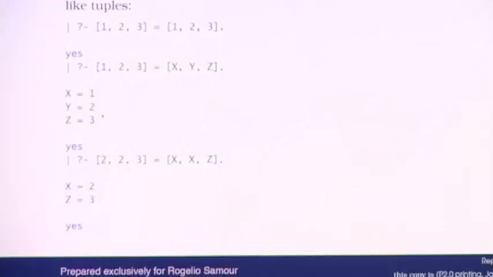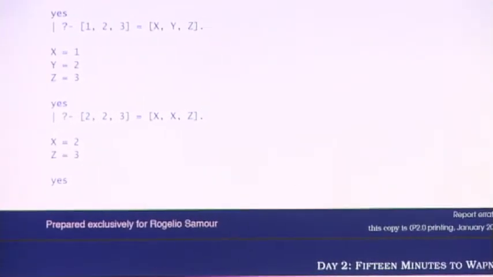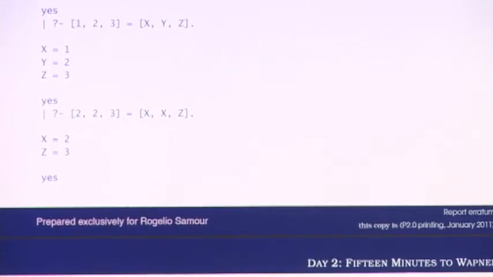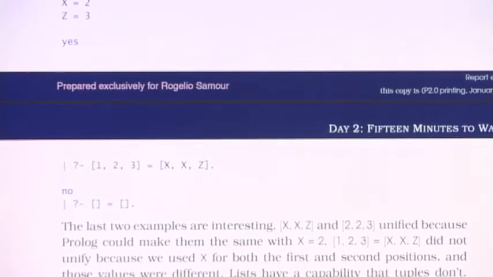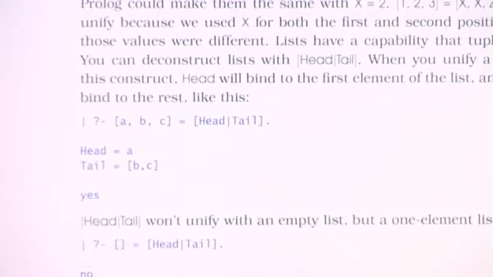The list 1, 2, 3 is unified with the list 1, 2, 3. 1, 2, 3 with x, y, z returns x is 1, y is 2, and z is 3. And similarly, you can use a variable multiple times as long as it can unify. So in this case, x can be 2 in both cases, and z can be 3, so it unifies. But if you did 1, 2, 3, x, x? Yep, if you do 1, 2, 3, x, x, z, it can't, because there's no value of x that's both equal to 1 and 2. Alright. So, go ahead.